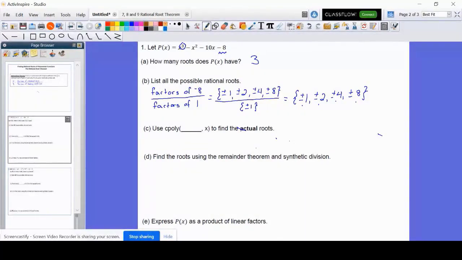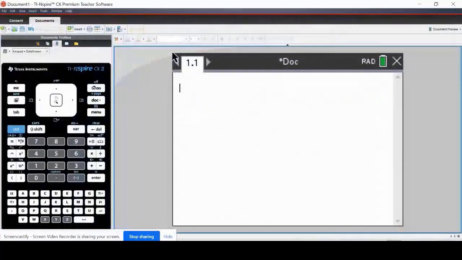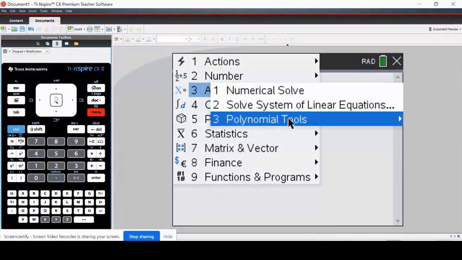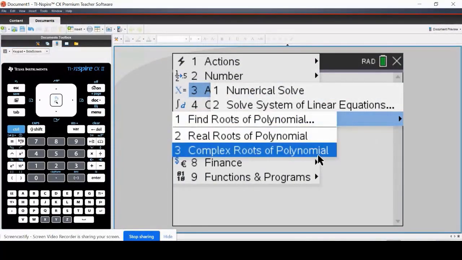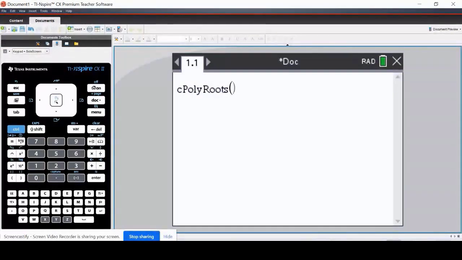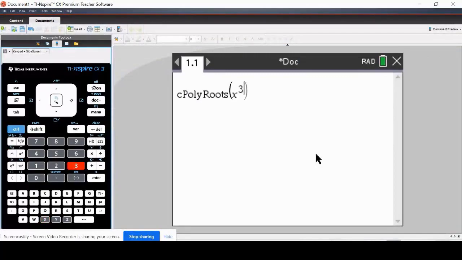Now, we're going to use C polyroots to find the actual root. So I'm going to come over here to my TI Inspire. And to use C polyroots, we do Menu, Algebra, Polynomial Tools, and number 3, Complex Polynomial Tools, Roots. So we're going to type in our polynomial, which is x raised to the third, minus x squared, minus 10x, minus 8, comma, remember the comma's over here next to the O, and we have to tell it what variable we're using, and we're using variable x, and we hit enter.